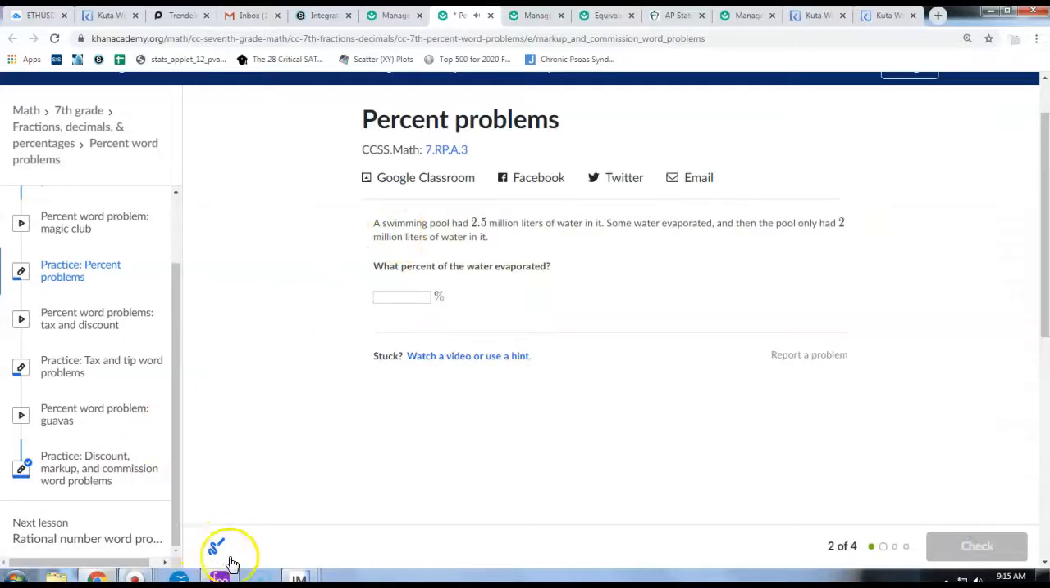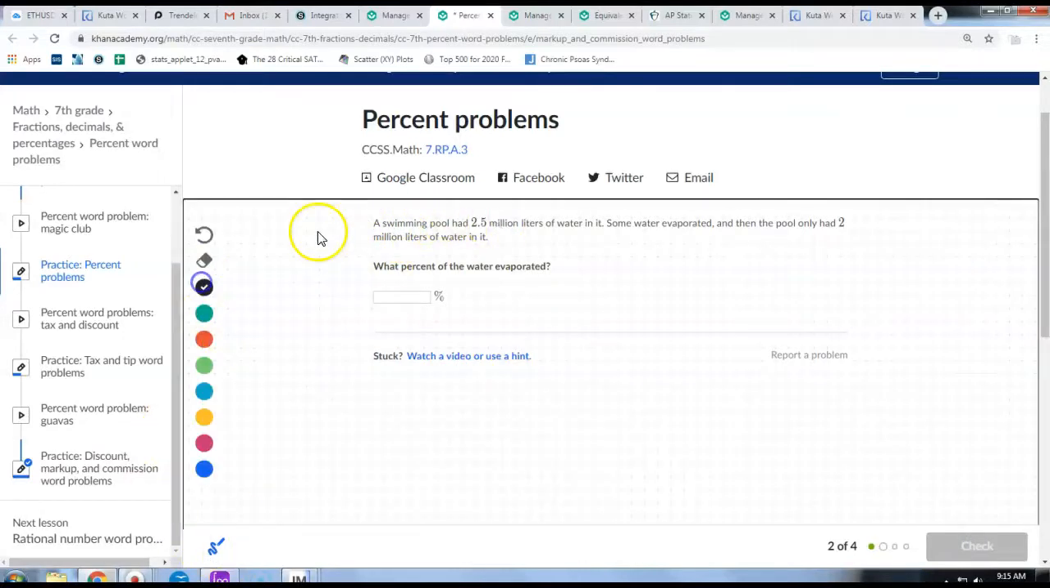All right. Swimming pool had 2.5 million liters of water in it. Some water evaporated in the pool. Okay, so this is pretty standard. If you're looking for a percent change, it is always going to be the change amount. If you're asked for percent change, I think this is the easiest way to do it, over the original amount. So the change over the original.